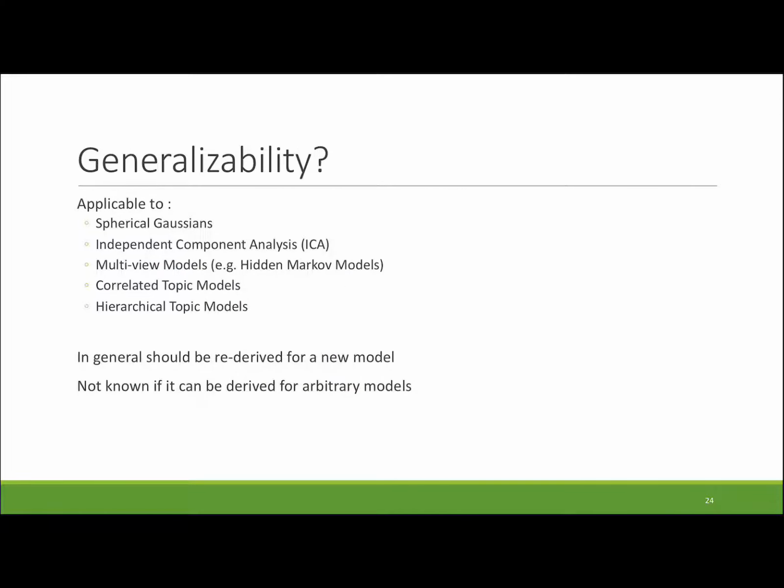So let's talk a little bit about how general spectral methods are. It has been shown that they can be used for training spherical Gaussians, independent component analysis, multi-view models like HMM, and correlated topic models and hierarchical topic models. But in general it is not known if it can be applied to any model. So if you have a new model, you have to sit down and come up with that compensation for off diagonals to be able to see if you can use spectral methods for a new model or not.